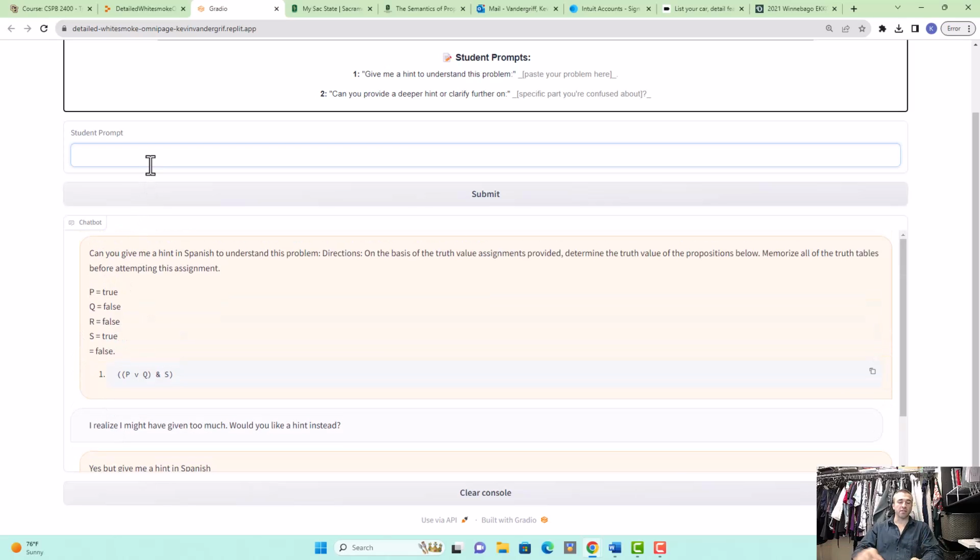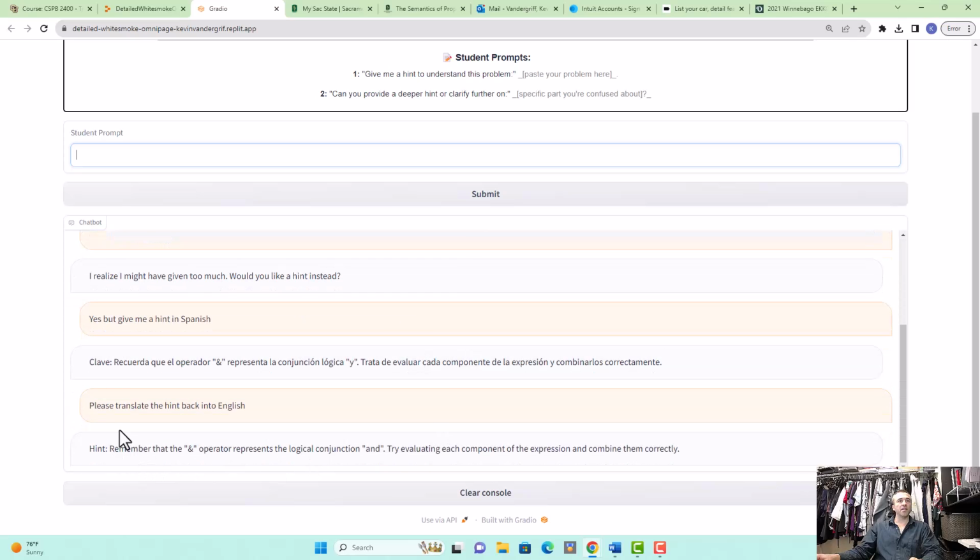Okay, so we can ask it, please translate back into English. This is based on a natural language library that's free. Okay, so supposedly this is: Remember that the AND operator represents the logical conjunction AND, so try evaluating each component of the expression and combine them correctly. Okay, seems plausible to me. So anyway, that's a quick demo. I'll send this to you now.